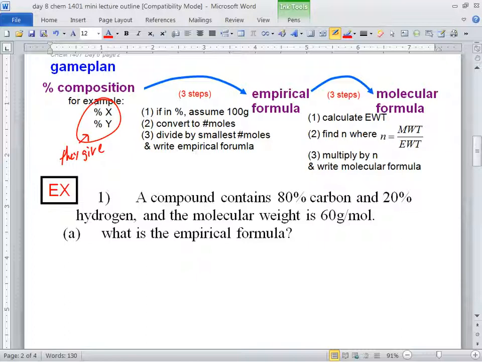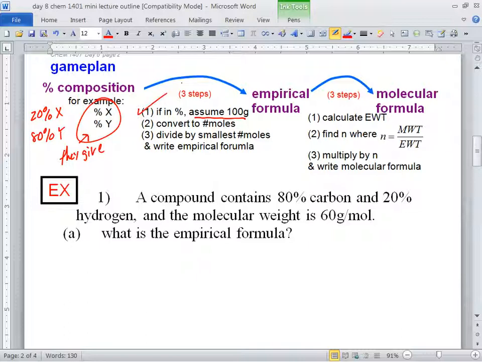So if they gave us percents, let's just assume 100 grams. Why? Because if they said 20% X, 80% Y, if you have 100 grams, you'd have how many grams of X then, Bowdy? 20. That's why you assume 100 grams. Because then you just erase the percent symbol and write G's. Okay? Then we need to convert to moles.